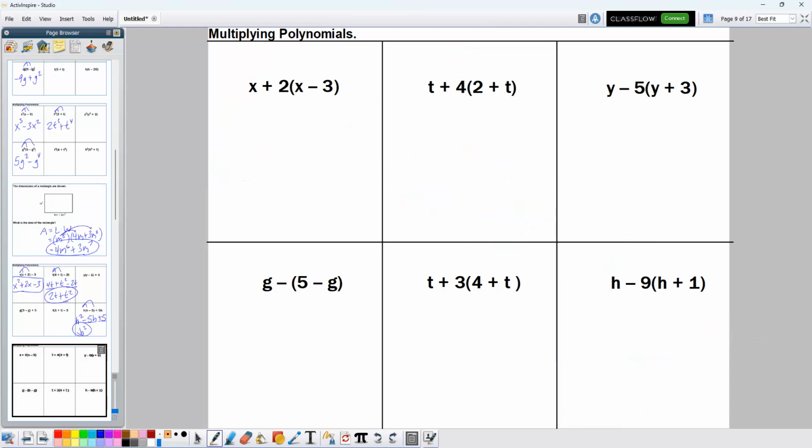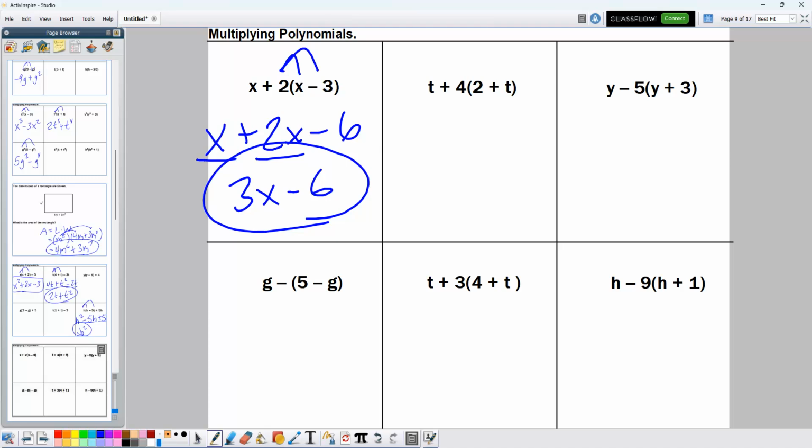Same kind of stuff here. Let's distribute. So I have x plus 2 times x is 2x. 2 times negative 3, minus 6. What like terms do we got? X plus 2x, that's 3x minus 6, just like that.